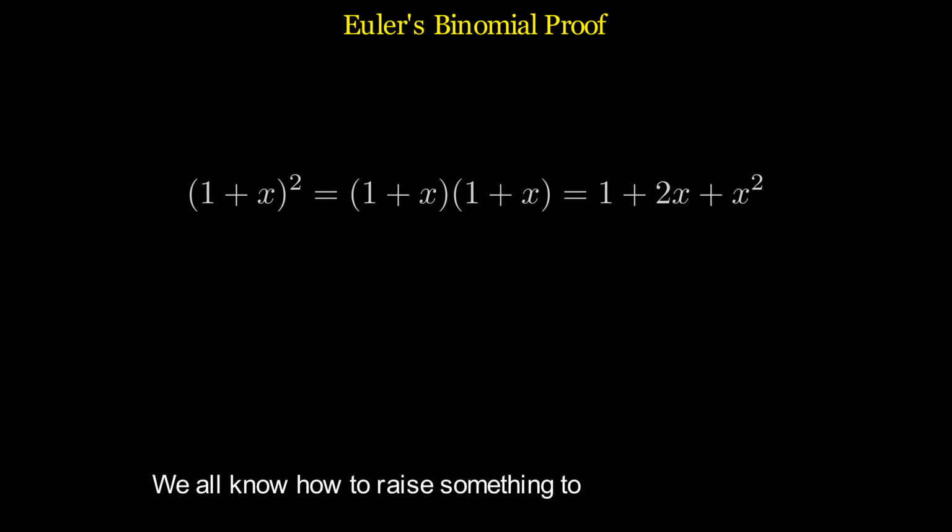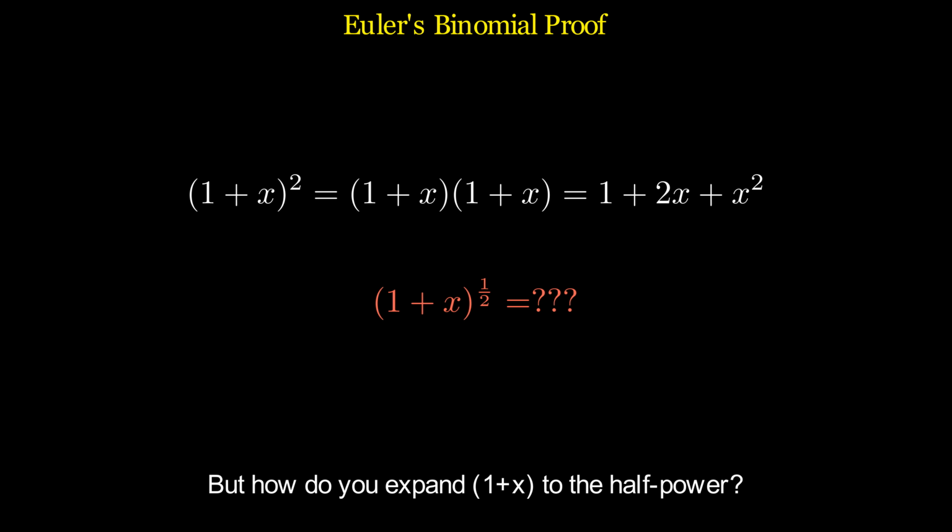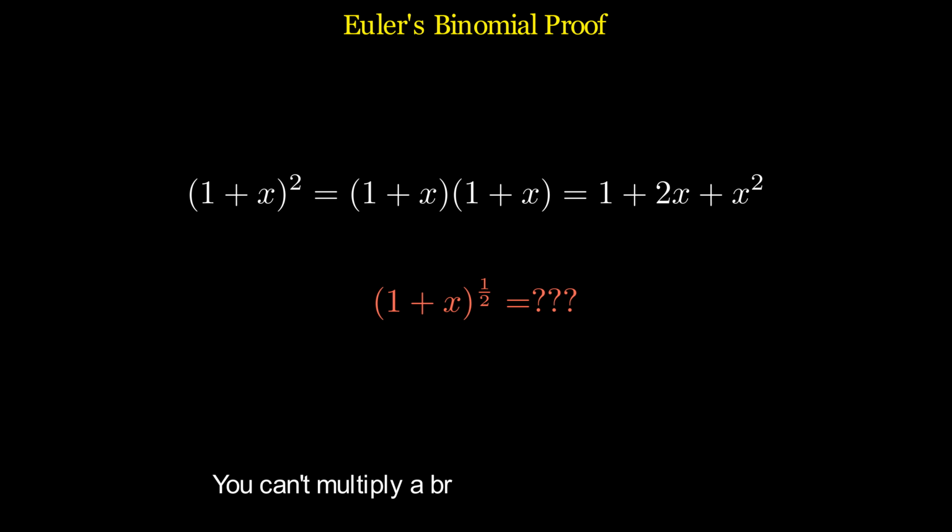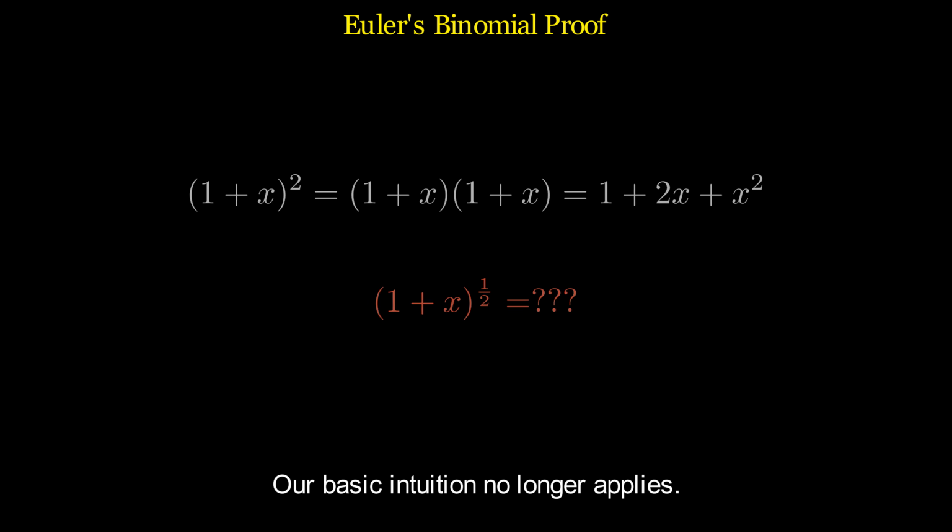We all know how to raise something to the power of 2 or 3. You just multiply the brackets. It's simple algebra. But how do you expand 1 plus x to the half power? You can't multiply a bracket by itself half a time. Our basic intuition no longer applies.